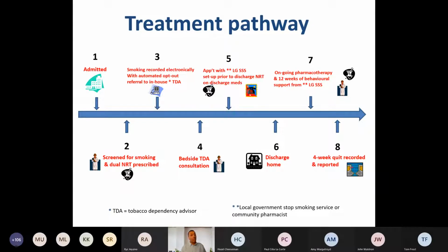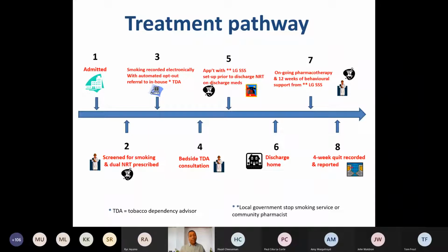So number two is we screen people for smoking, and you'll be aware that there's a whole bunch of definitions about current smoker, ex-smoker, etc. But we screen patients for smoking, and hopefully we prescribe everybody dual NRT on admission to treat temporary abstinence, and we want to record that.